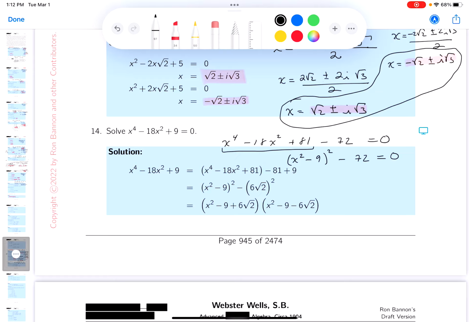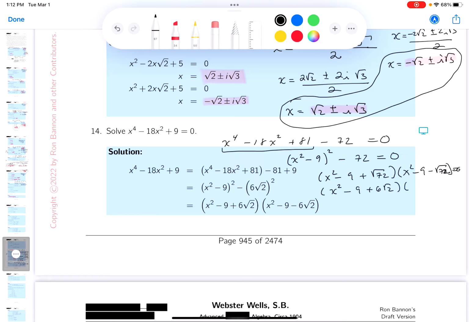I'm going to factor it, and this is going to be (x^2 - 9 + root 72), we'll take care of that later, times (x^2 - 9 - root 72). That equals 0. Well, I'm going to rewrite it a little differently. Let me see if I did that right. Okay, yeah, I did. So x^2 minus 9, and 72 is a 36 times 2, so it's going to be 6 root 2.